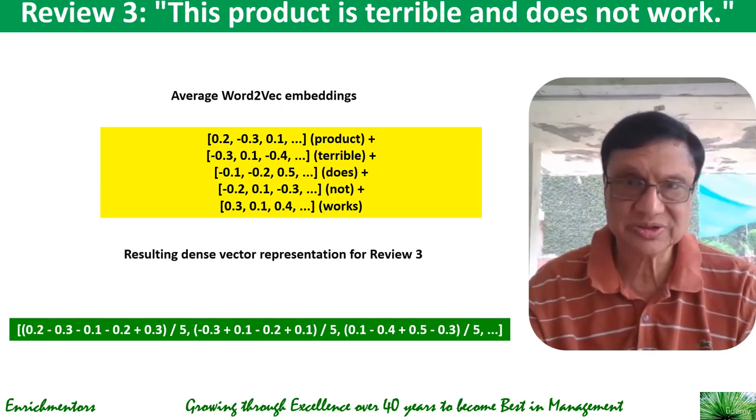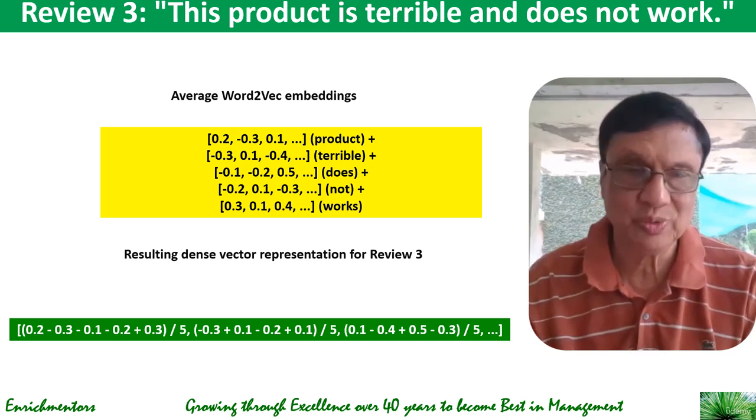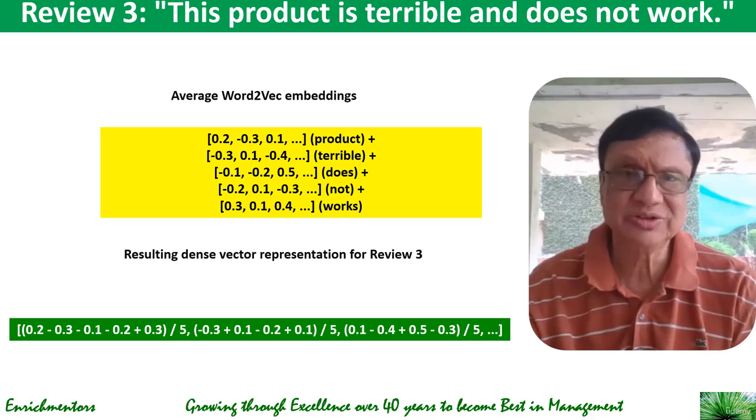Third, you will get a hang of it by now. "This product is terrible and does not work." Again, it had 5 words. Each had its own word embeddings, and we added them up. It came to the dense vector representation of review 3. So you get an idea of how this process was done.